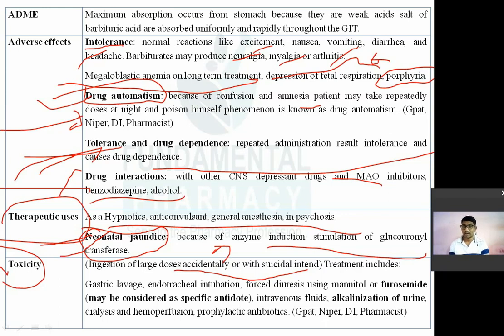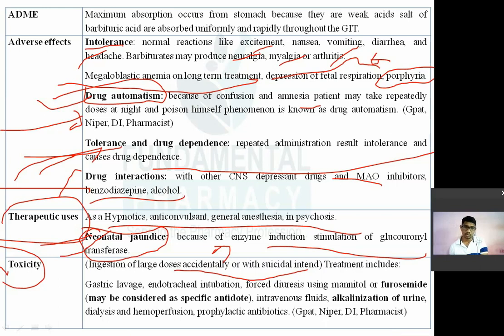And the poisoning symptoms you can easily understand. Obviously CNS depression will be there, dose dependent CNS depression, motor incoordination, nausea, vomiting, respiratory depression, this kind of symptoms, restlessness, tremors, etc. I have not listed the symptoms of toxicity.